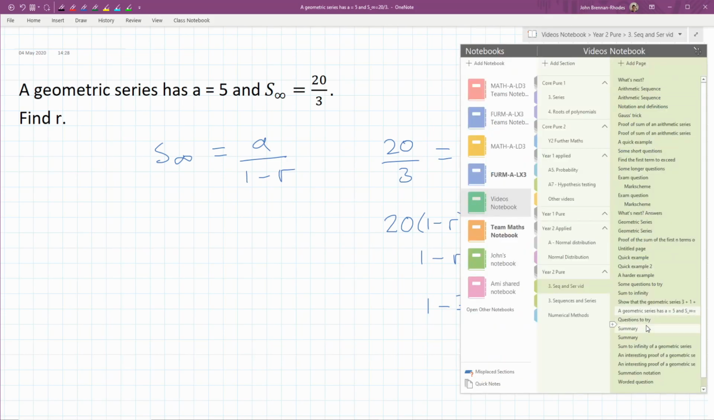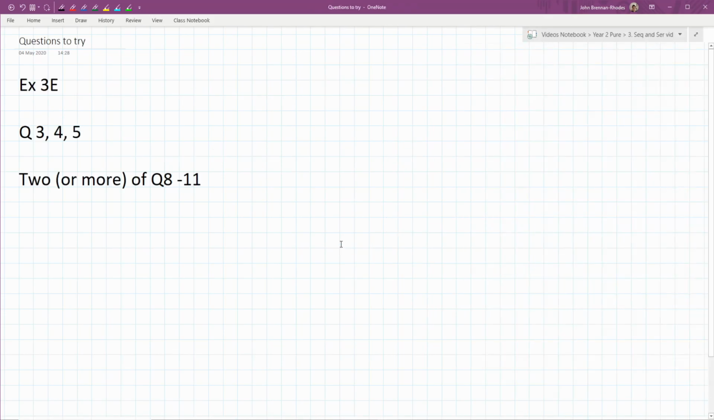Okay, have a go at some of the questions from exercise 3E. It's also going to revise some of the other things that you've been working on as well, so it should be a good practice of that too. Page 75, if that is useful to you. And next video, I'm going to move on to sigma notation and recurrence relations, and also do a quick summary of everything we've seen as well.